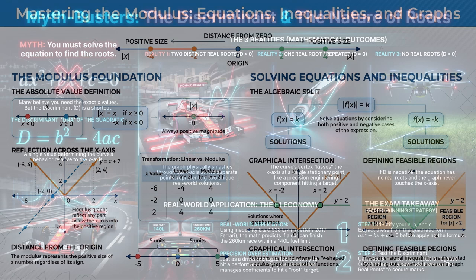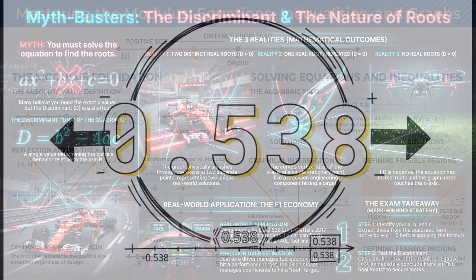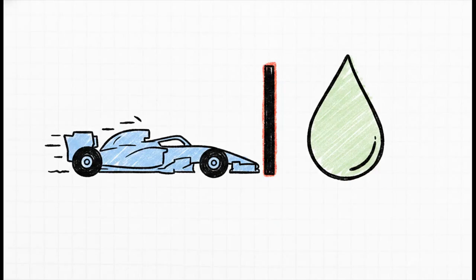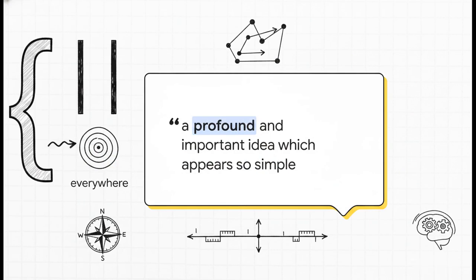Let's completely shatter how you think about distance and master the modulus right now. Look at this super specific number, 0.538. That was Sebastian Vettel's literal, absolute physical fuel limit at Monaco, a hard boundary. Even Laplace knew absolute value is a monumentally huge, profoundly simple idea we use everywhere.